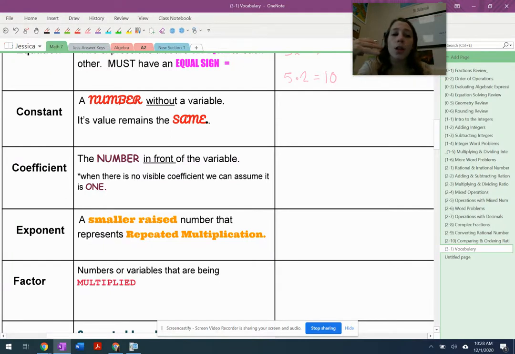So a number without a variable always remains the same. Nothing can happen to it. Like if I have just the number 5 and I tell you that x is equal to 4, x equaling 4 has nothing to do with that number 5. So a number without a variable is just simply a constant. It could be literally any kind of number.